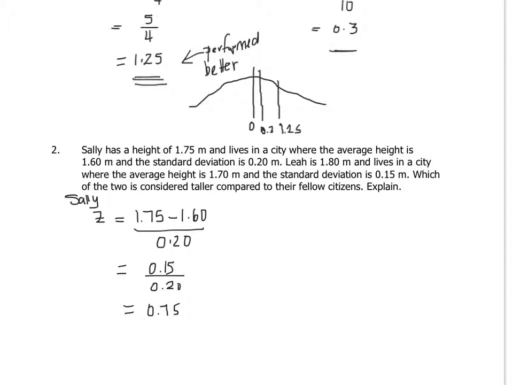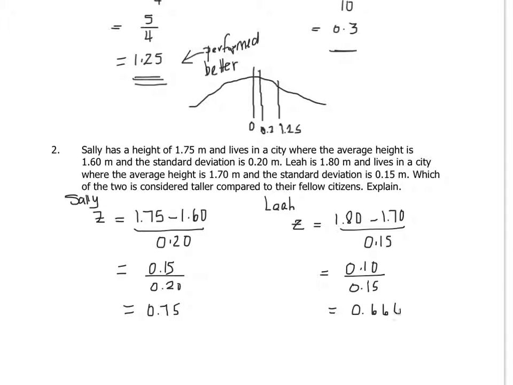So then if we compare it to Leah's data values, her results, her data value would be 1.80 and the mean is 1.70 and the standard deviation is 0.15. So this is 0.10 over 0.15, which is 0.6666, and so on. So that's approximately 0.67 if we round it to 2 decimal places.